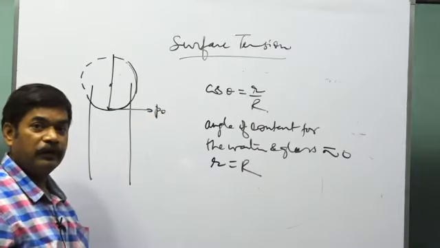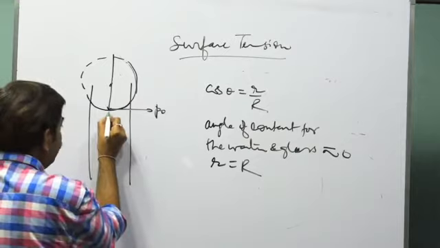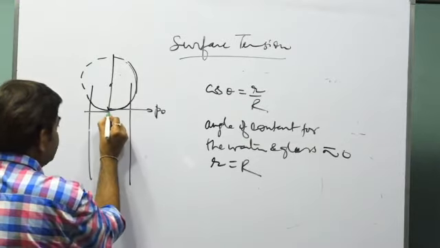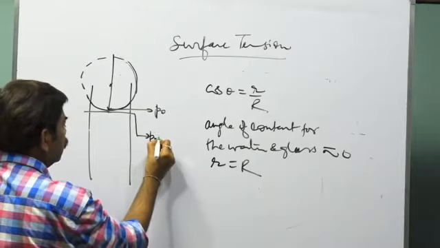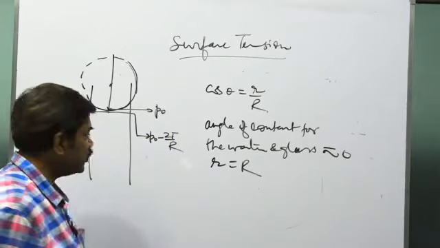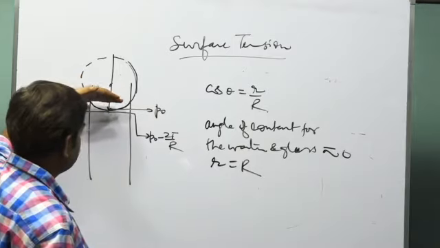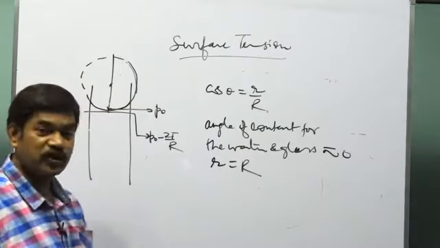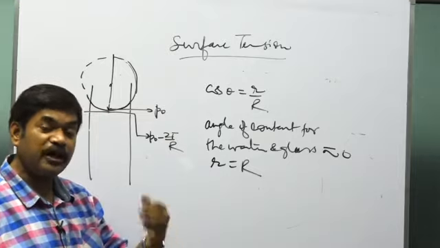P naught. And just inside it, on the convex side here, what will the pressure be? It will be P naught minus 2T by R. That was the point to be cleared, like pressure is always more. The pressure difference between the concave and convex side is how much? 2T by R. And which side pressure is more?